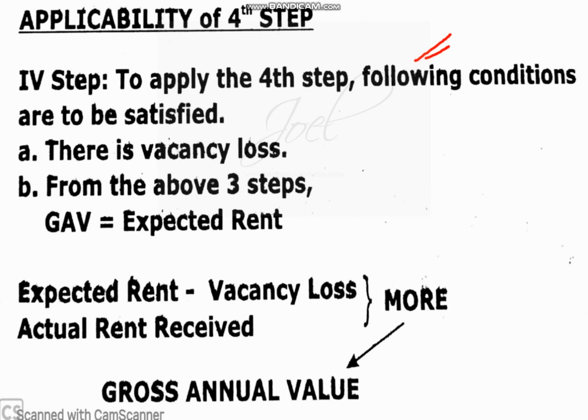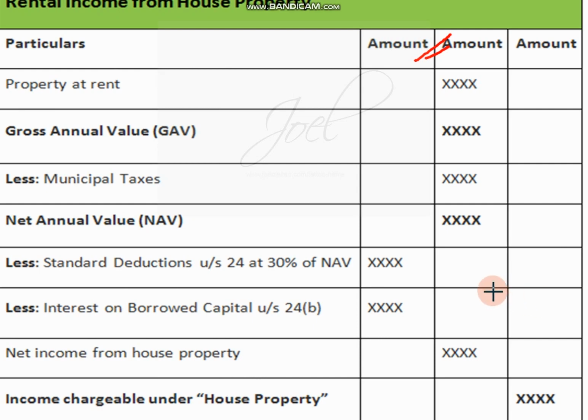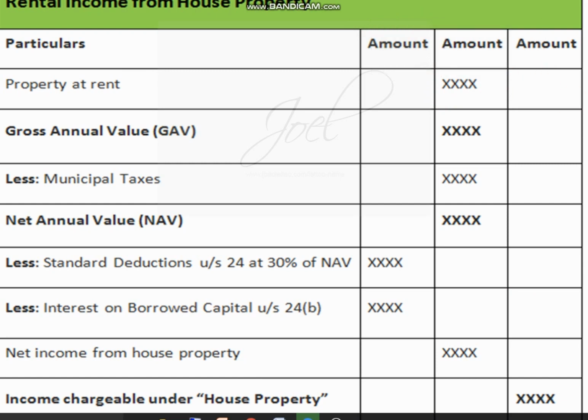We'll see the format of income from house property. This is the format we are supposed to consider for income from house property. So rental income from house property, how are we calculating it? Normally we use two amount columns. Property rent means the gross annual value: annual municipal value and fair rental value, the highest one; standard rent, the lowest one; and rent received, whichever is highest. So that is our gross annual value.